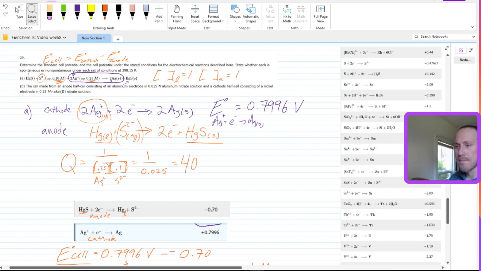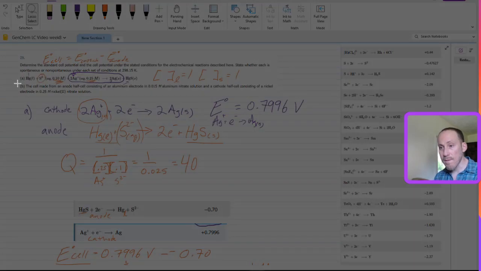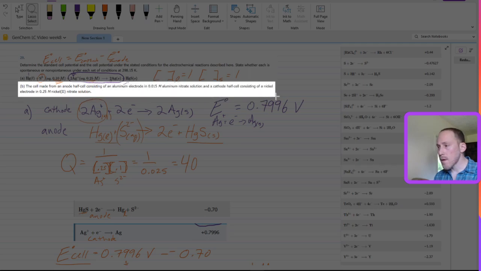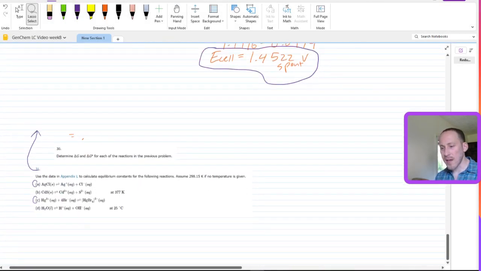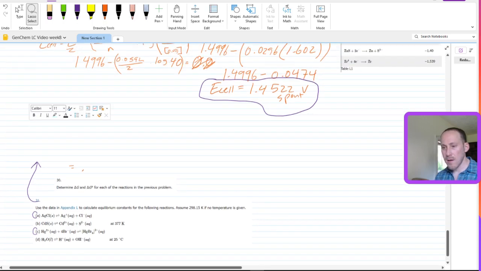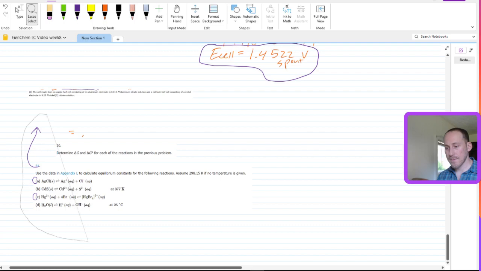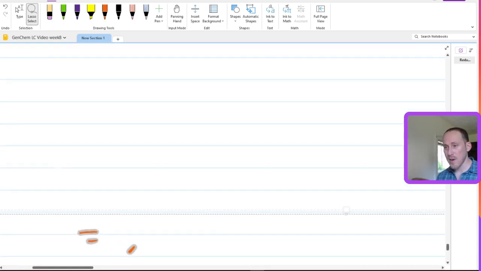Part B. The cell made from an anode half cell consisting of aluminum. Oh, well, it's the same thing. They're just telling us this differently. Okay. And I might just call it a day after this one. A couple more I haven't quite done yet, but those might be circle back and do later. It's like, who's really going to watch this whole video? Again, if you do, prize for you. I don't know what the prize is yet, but prize for you.